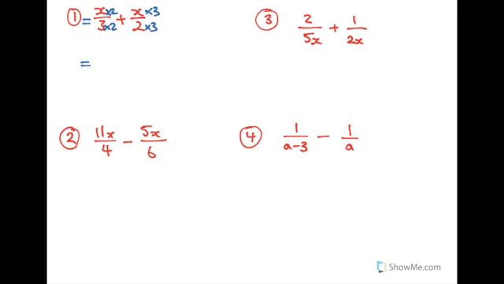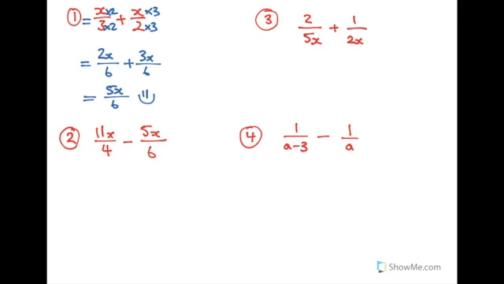Now, if I simplify that, I get 2x over 6 plus 3x over 6. The denominator is the same, so I can go 5x over 6, and that's our answer.